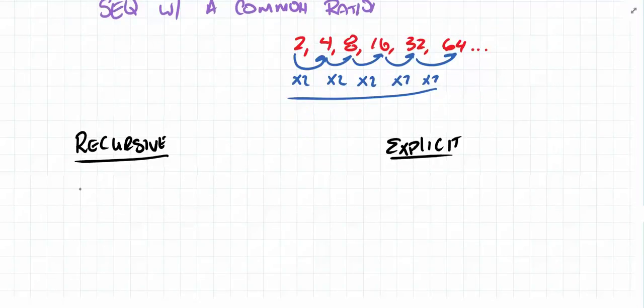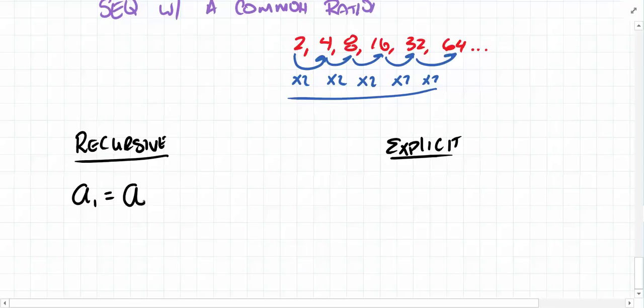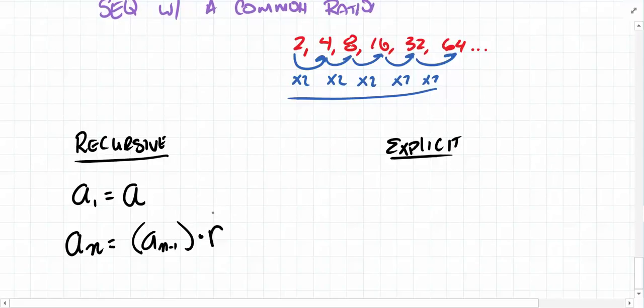And then you know that a sub n is just whatever the previous term was, which is a sub n minus 1, multiplied by the ratio. That's it. Right? So to get the 8, I just take the one before it and multiply it by the ratio. That's what that says. Now, explicitly is a little bit different. Okay, explicitly, a sub n, any term in the sequence, is going to be the first term multiplied by the ratio to the n minus 1. Why do you suppose it's to the n minus 1?